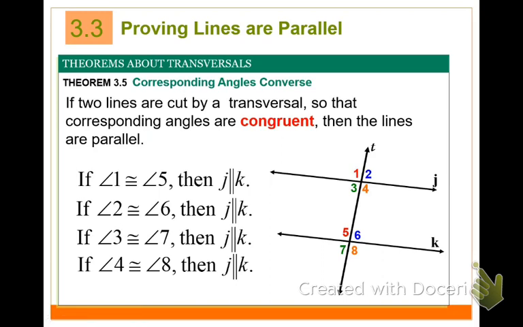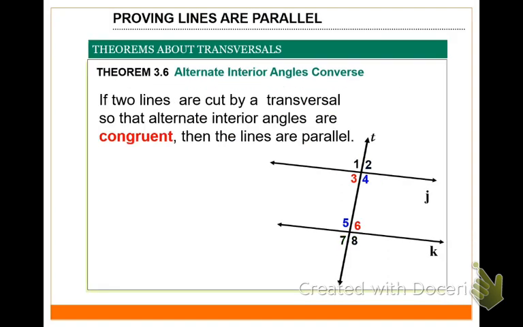The second property is alternate interior angles. Let's go ahead and write that in. Alternate interior angles. So it says the two lines are cut by a transversal so that the alternate interior angles are blank. What's my blank? Congruent. So if your alternate interior angles are congruent, that is also enough to prove that you have parallel lines.